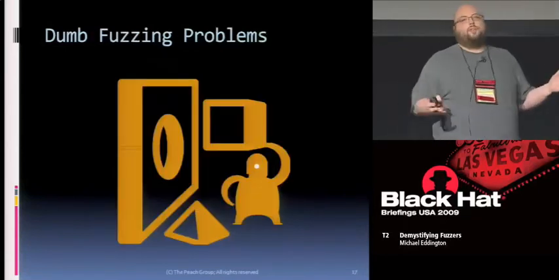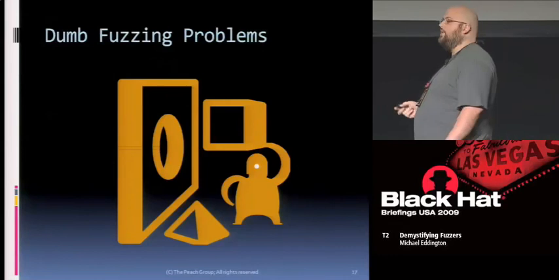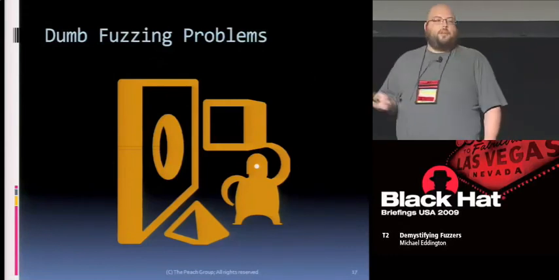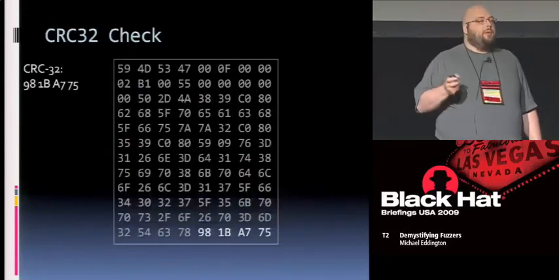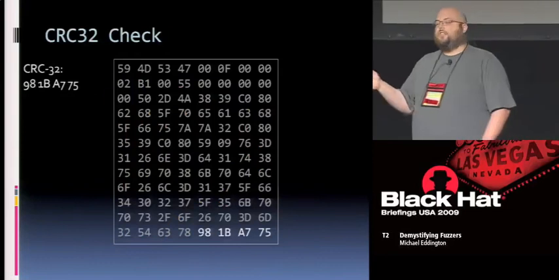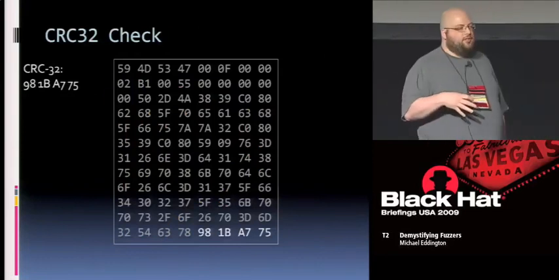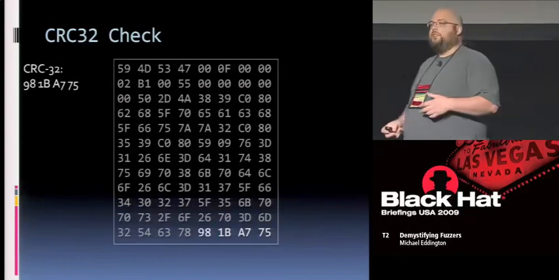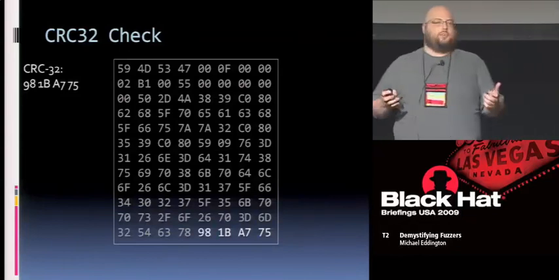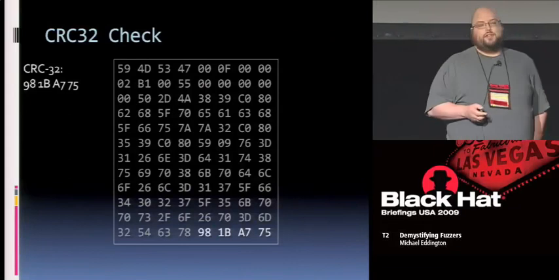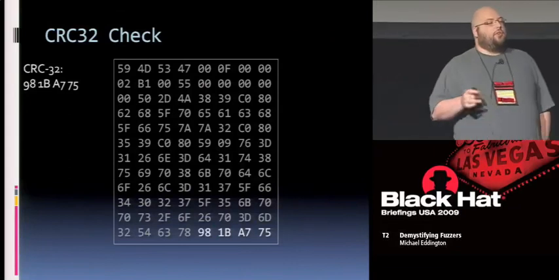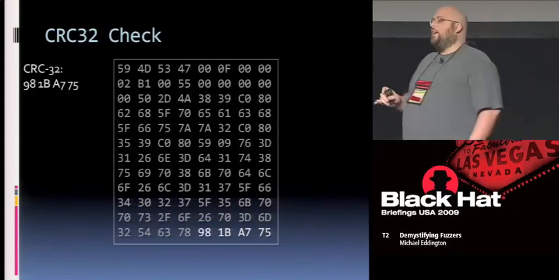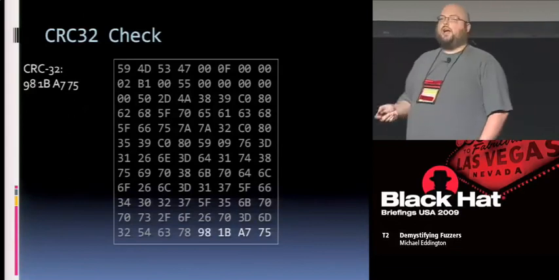Now there are problems with dumb fuzzing. Obviously, if we're changing bits in a file we know nothing about, we can run into the classic problem of a CRC check. CRC checks in files are essentially, if you were to think of adding up all of the bytes in the file, and maybe XORing them together in a certain way, you can come up with a very simple 32-bit number that represents the overall value of the file.